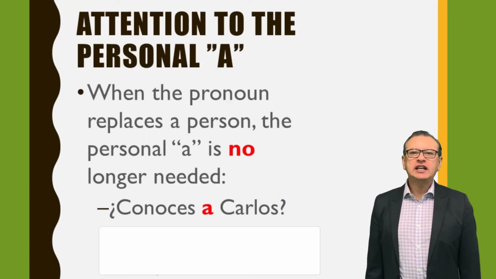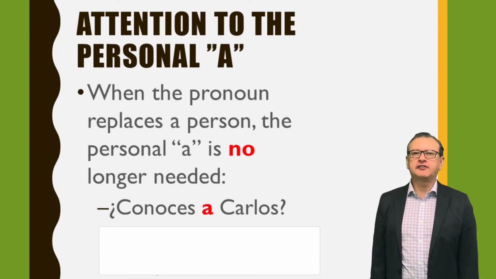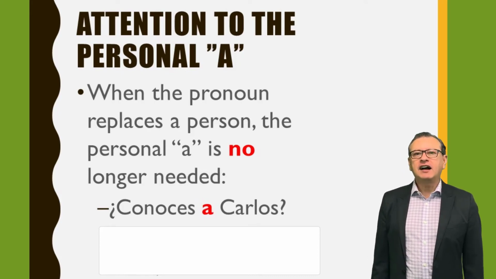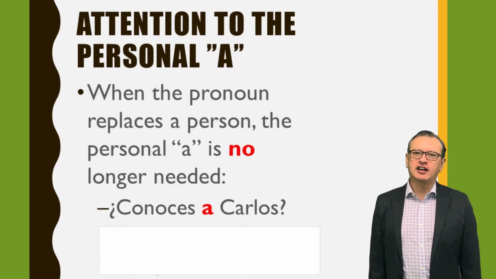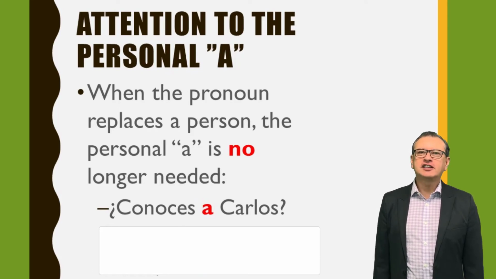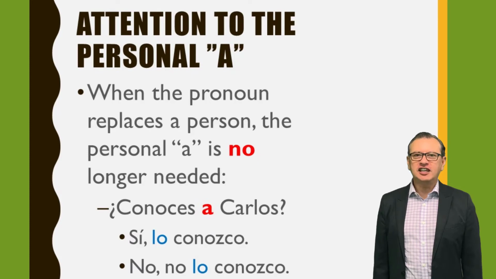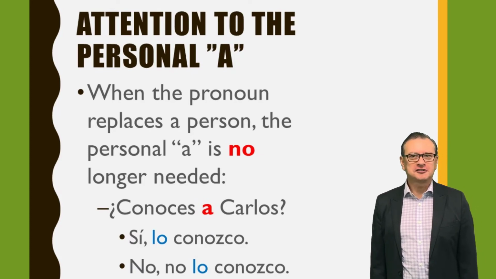What happens when the question has a preposition a before a person? Like in the verb conocer, for example. That is called the personal a. Well, that a will disappear in the answer. For example, in the question, ¿Conoces a Carlos? Do you know Carlos? In the response, you don't need a anymore. You just simply replace Carlos. Sí, lo conozco. Or no, no lo conozco.